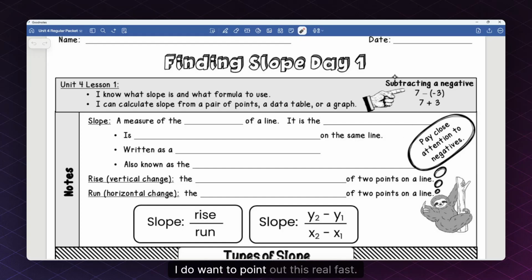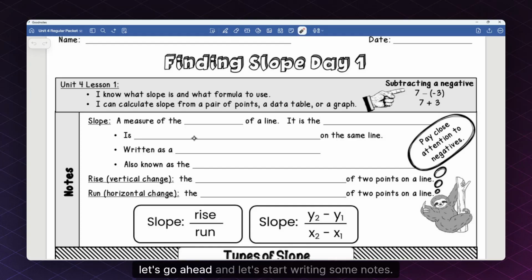I do want to point out this real fast. Be careful when you are subtracting negatives. This comes up a lot in calculating slope because coordinate points will often have negatives. Remember, if you are doing something like 7 minus negative 3, when you subtract a negative, it's really the same thing as adding it. You can even prove it to yourselves by putting this into your calculator and you'll see that you get 10. 7 minus a negative 3.